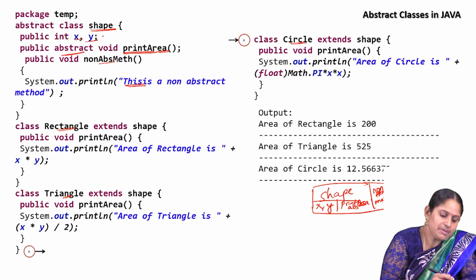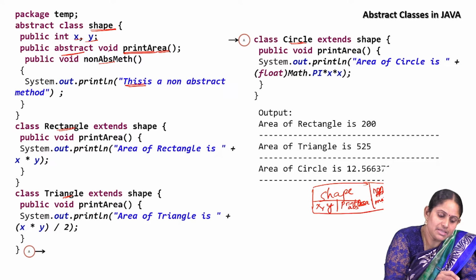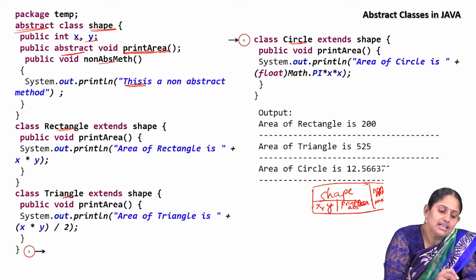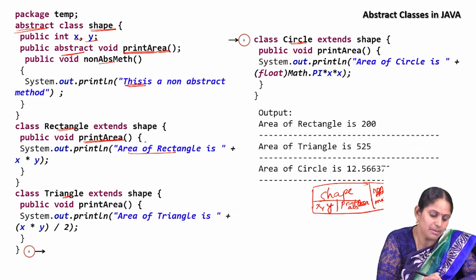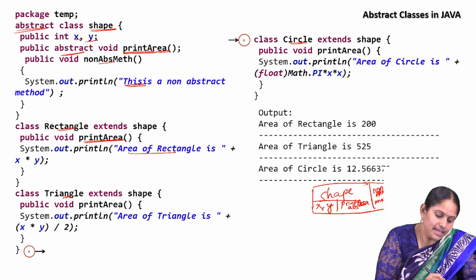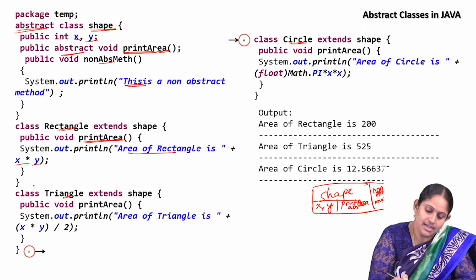Now, this parent class shape is inherited by rectangle, triangle and circle classes. Since there is an abstract method inside the shape class, we are declaring the shape as abstract. And since it is being extended by the rectangle class, the abstract method print area must be implemented inside the rectangle class. It is providing some implementation for print area: area of rectangle is the product of the length and breadth, L into B.